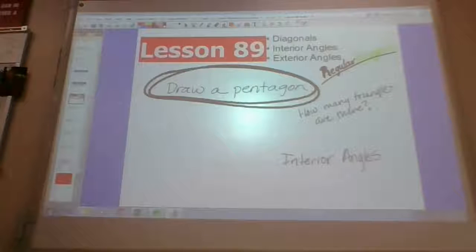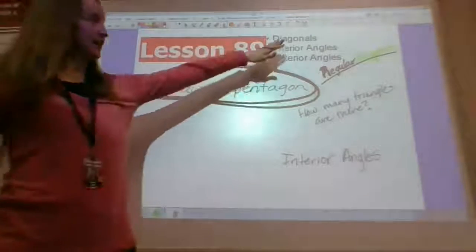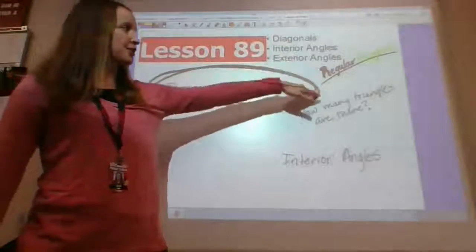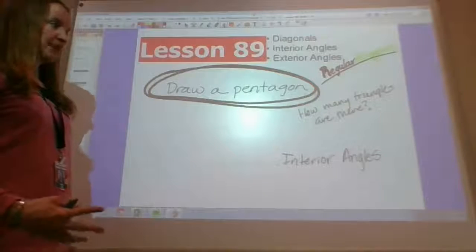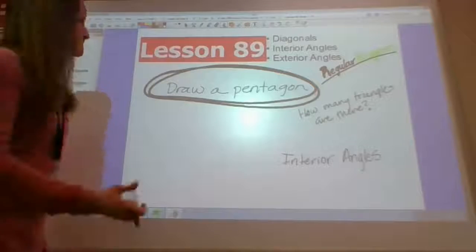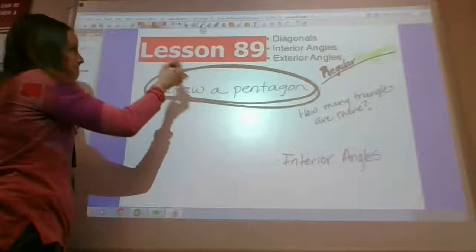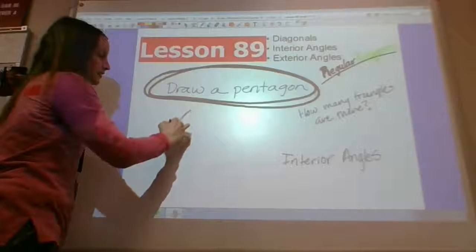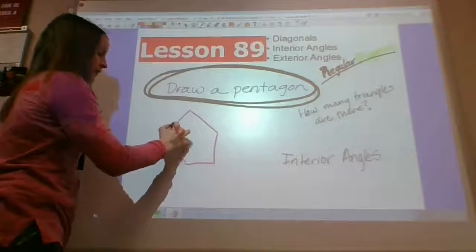To start this lesson off, we're not going to do any warm-up problems, but I would like you to write down lesson 89. We're talking about diagonals, interior angles, exterior angles. And the first thing I'd like you to do is draw a pentagon. And hopefully everyone understands how to do that. Five-sided object, polygon. So you just go 1, 2, 3, 4, 5.